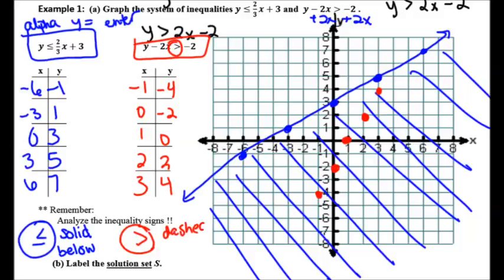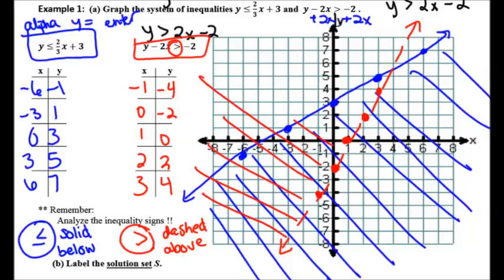And am I going to shade everything above or below this line? Well, the symbol is a greater than symbol, so I want to shade everything above this line. So everything greater than this line. So here are my dashes. And I want to shade everything above this line, everything higher than this line, the whole region.